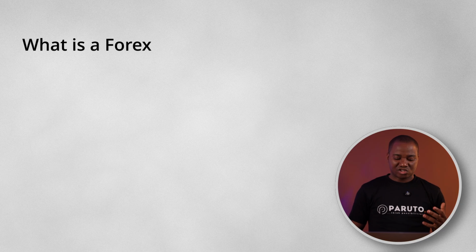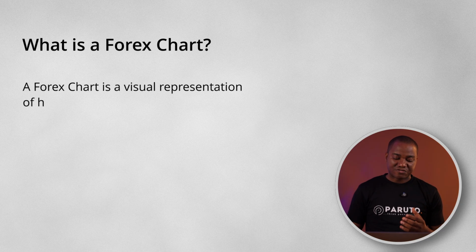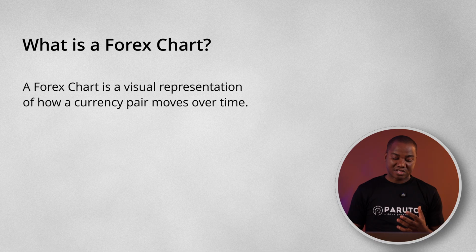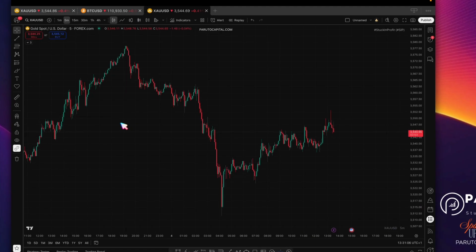Now, what exactly is a Forex chart? A Forex chart is just a visual representation of how a currency pair moves over time. That's literally what a Forex chart is. Now, instead of staring at endless numbers, we can see price movements as a picture that helps us as traders decide when to buy, when to sell, and when to sit on our hands, literally.